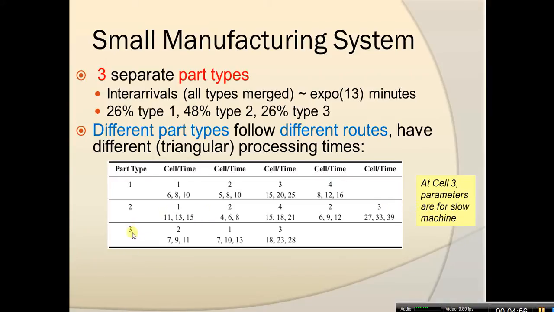And then for part 3, it's different as well, and it starts at 2, then 1, then 3, and again, all different parameters for the triangular distribution.